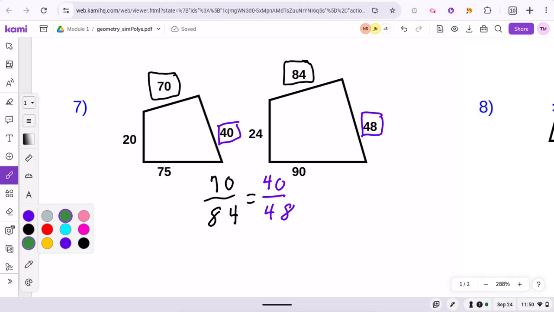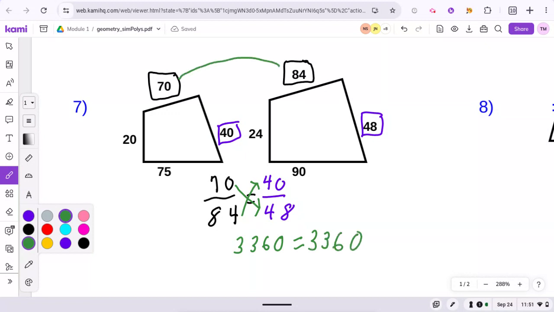Then from there, you would cross multiply. So you could do 84 times 40. Just put it into the calculator. And for those, I would get 3,360. And then if you multiply down and across, you would do 70 times 48. 70 times 48, and you also get 3,360.